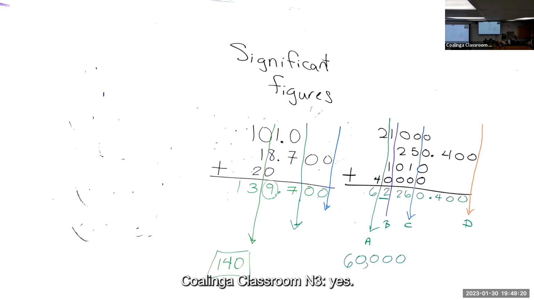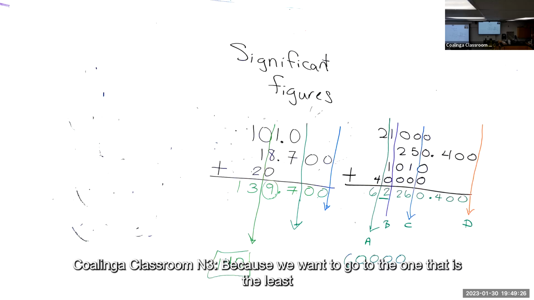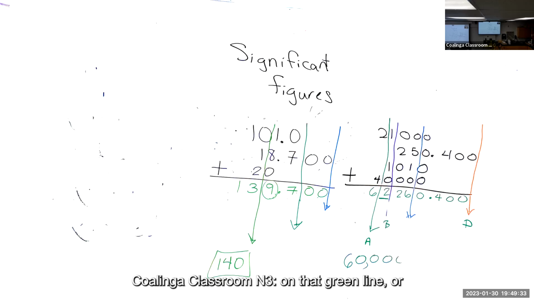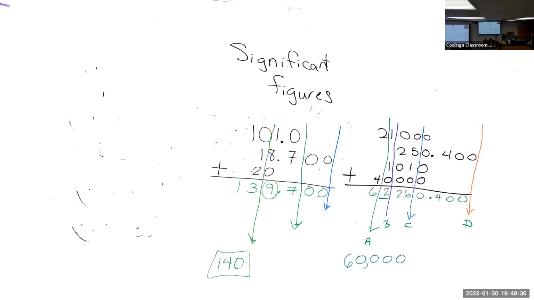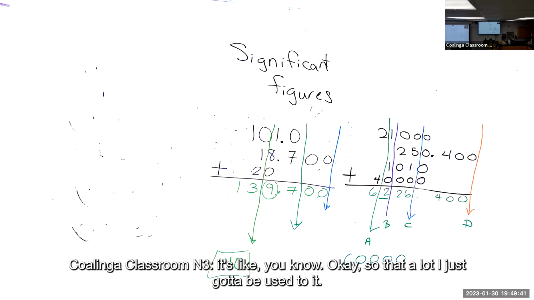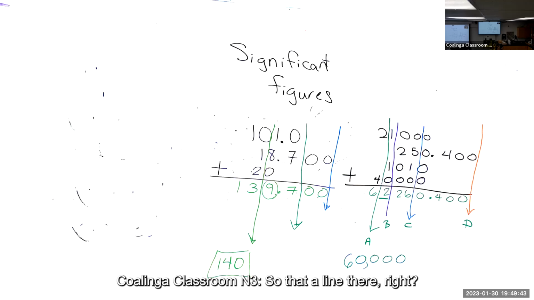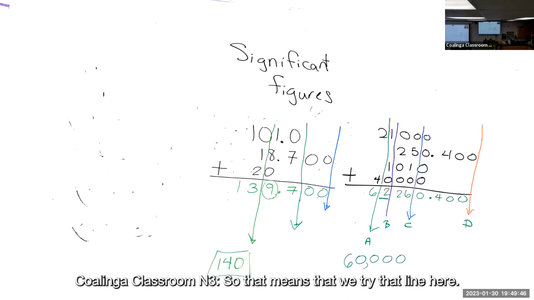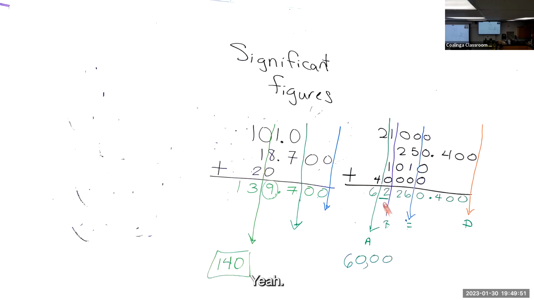So how do you know where to start rounding? Because we want to go to the one that is the least significant, right? So we move up. We know that our significance ends here on that green line, that A line. So that A line there, we draw that line, and the number following it is the one we use.